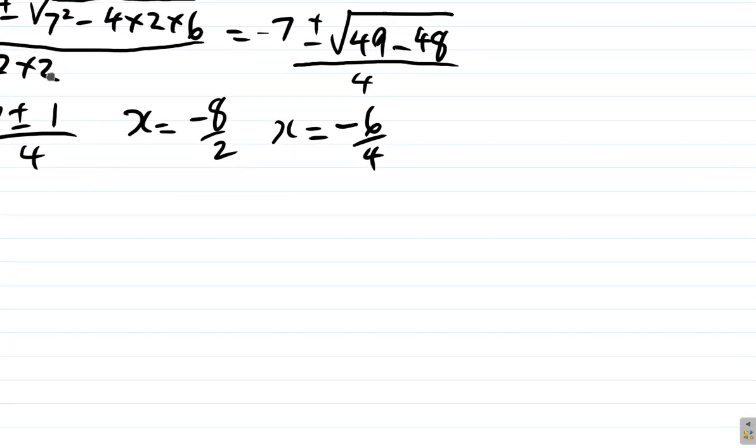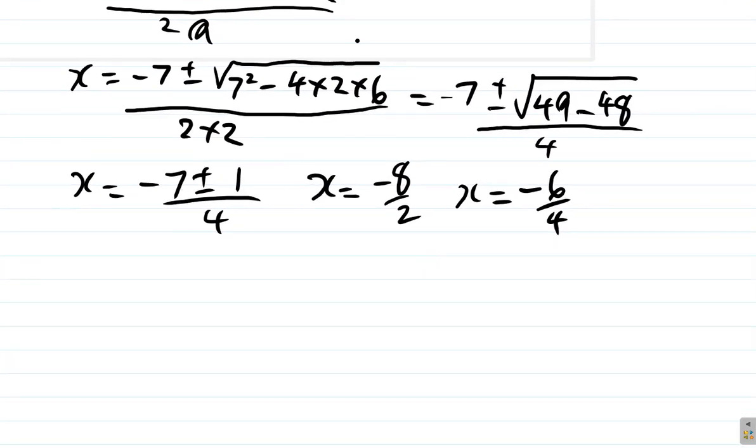So the values are x is negative 2 and x is negative 6 divided by 4, which is what? It's going to be negative 3 halves, negative 1.5. So those are the values of x where there is a discontinuity in the function. Alright?